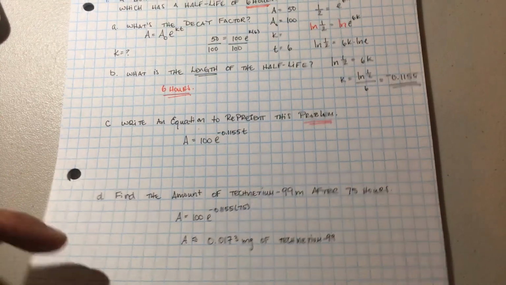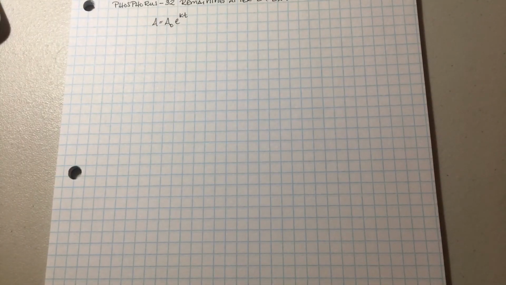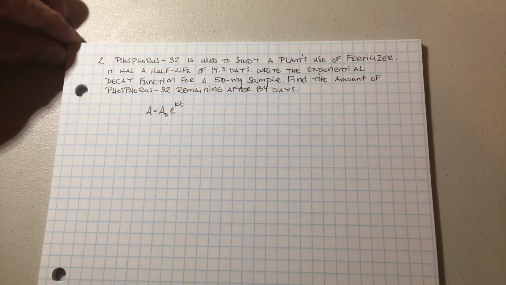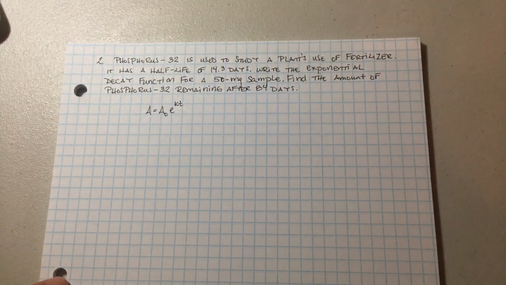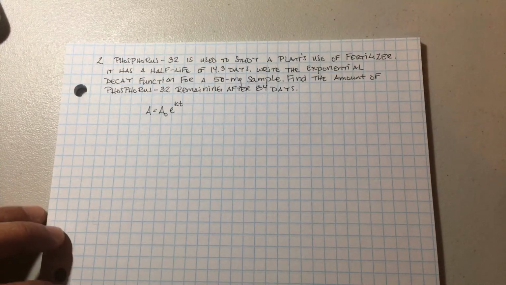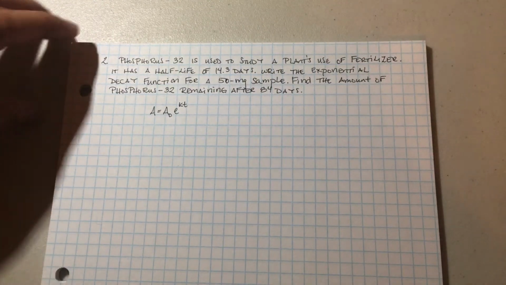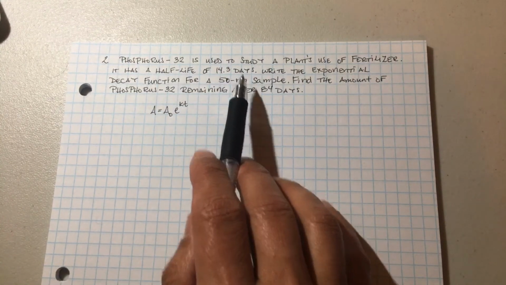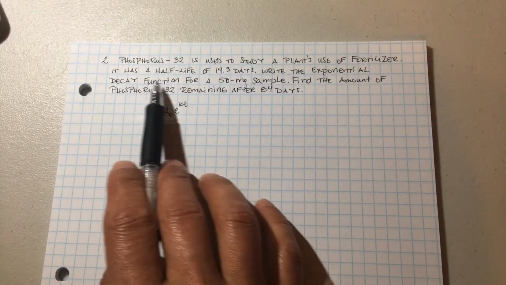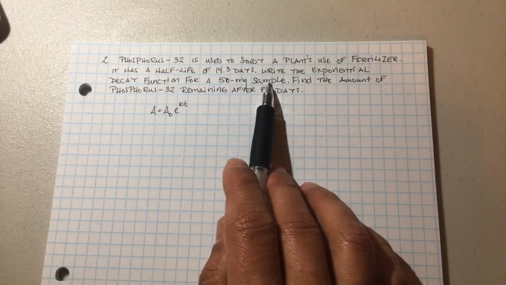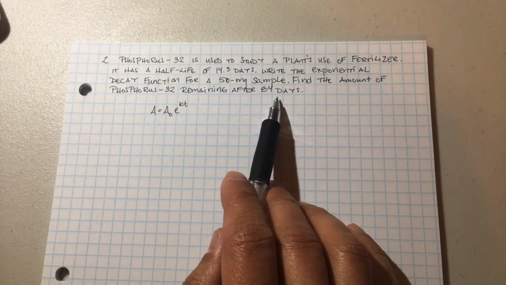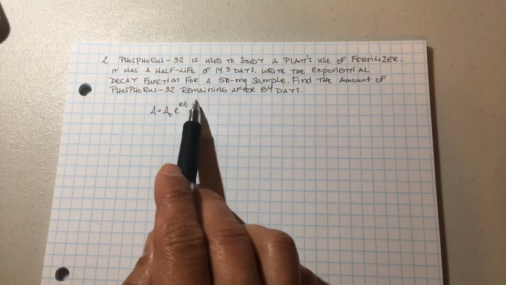But let's go ahead and do another problem that's a little bit more direct and something that you'll see on a quiz or an exam your professor would give you. He won't break it down at all. It says phosphorus 32 is used to study a plant's ability to use fertilizer. The half-life is 14.3, and it says write the exponential decay function for a 50 milligram sample. And then it says find the amount of phosphorus 32 remaining after 84 days. So it's a half-life problem. I know that I'm going to use this guy.